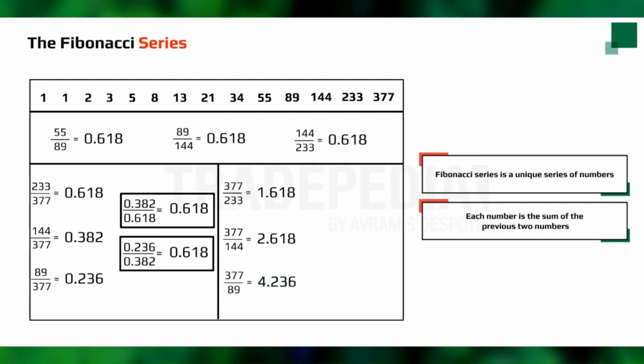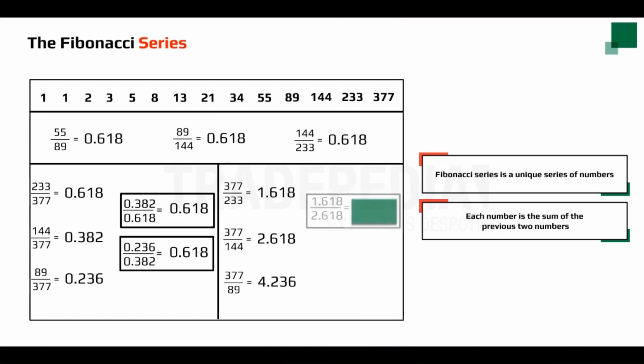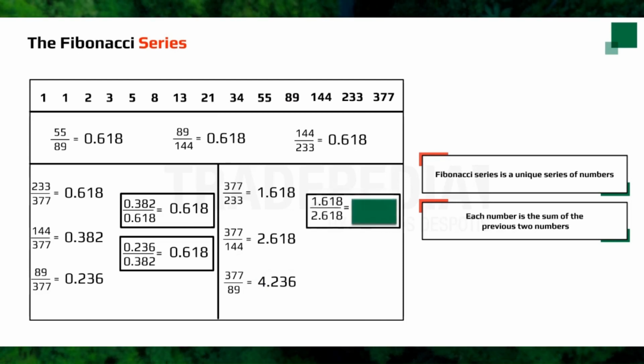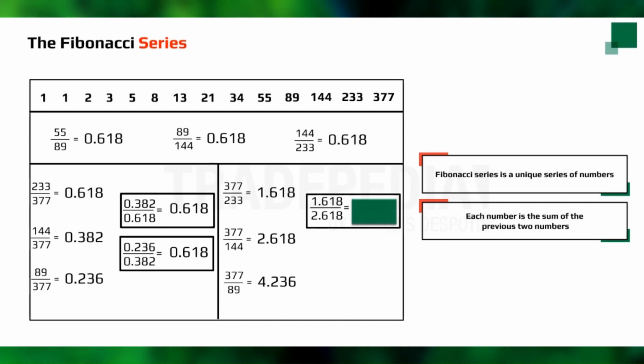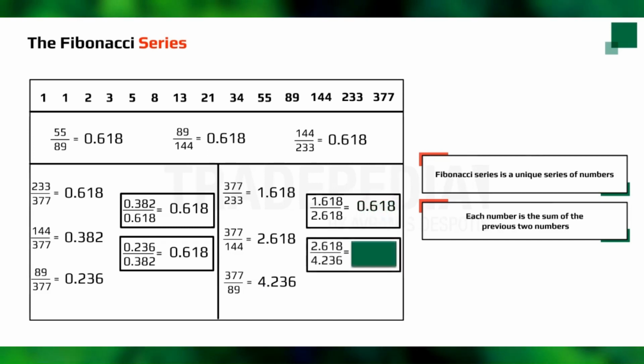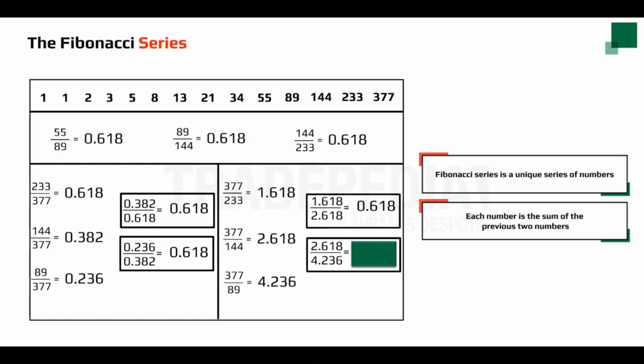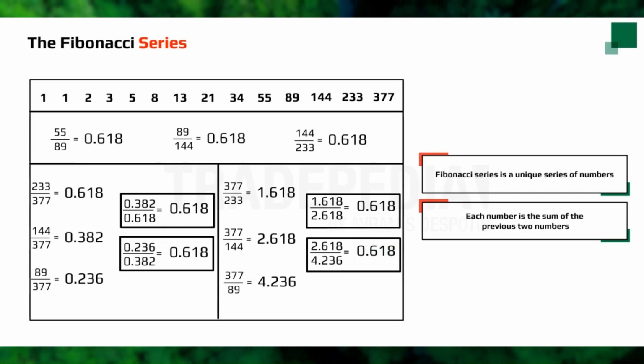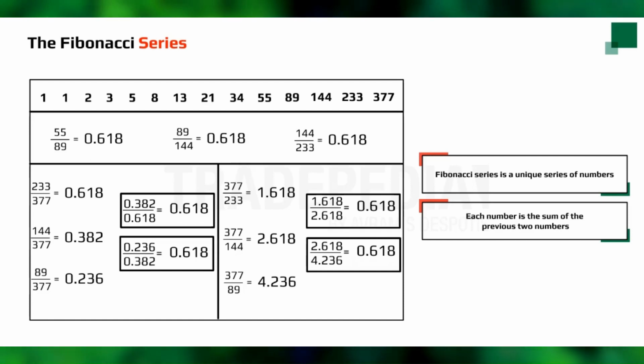Again, the relationship between ratios continues, as 1.618 divided by 2.618 is 0.618, and 2.618 divided by 4.236 is 0.618 again. So what is this magic number that keeps on appearing throughout this series of numbers? This is a number that Pythagoras spoke about a long time before Fibonacci.